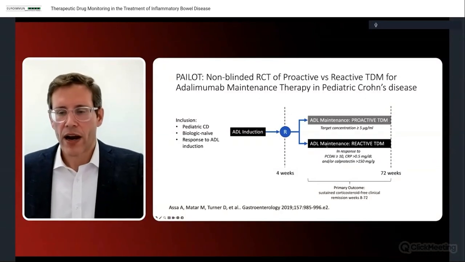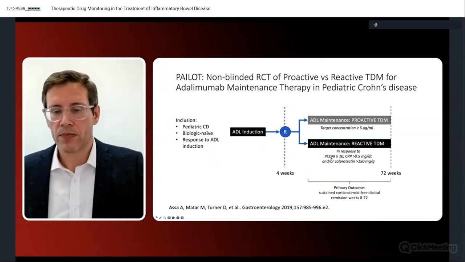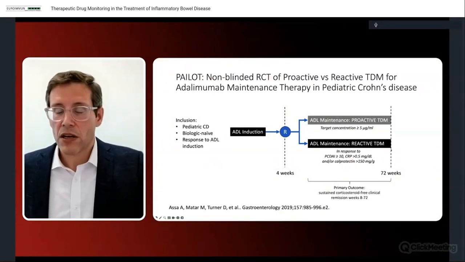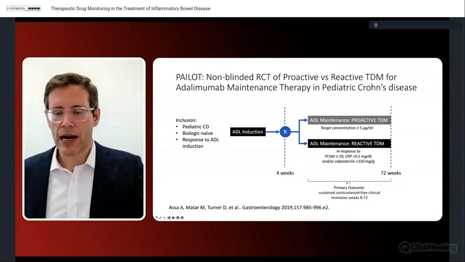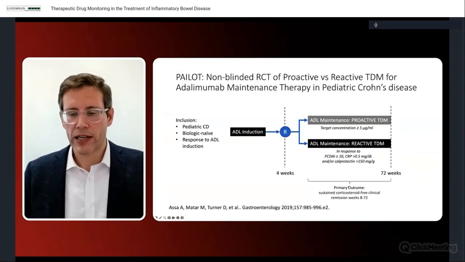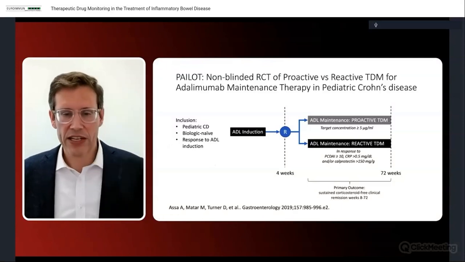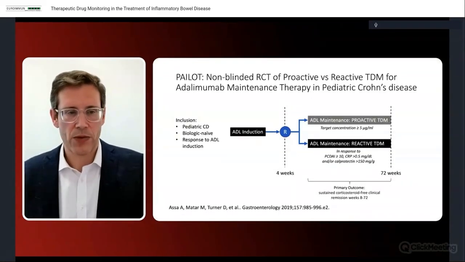or adalimumab maintenance using reactive TDM, where they were informed of the drug and antibody levels only in response to clinical symptoms and CRP or calprotectin elevations. They're followed quite a long time, until 72 weeks. And the primary outcome was a sustained remission outcome. It was sustained corticosteroid-free clinical remission between weeks 8 and 72. So how many patients were in corticosteroid-free clinical remission at all time points between weeks 8 and 72?